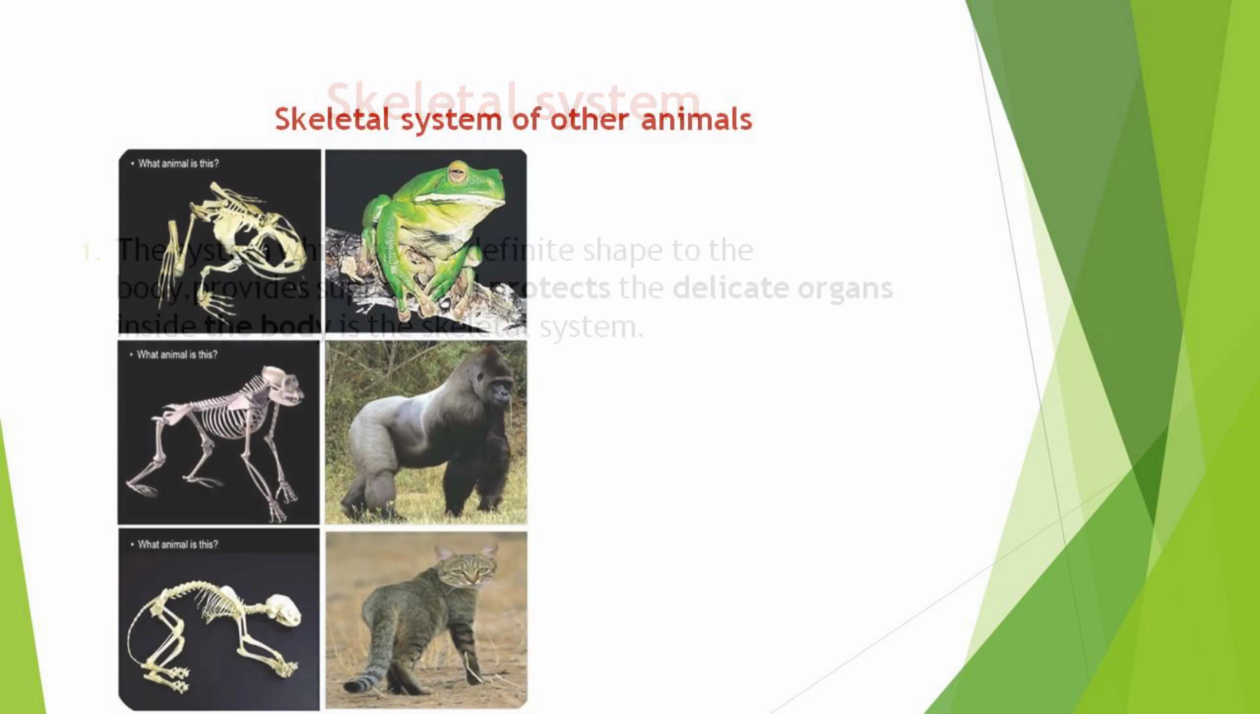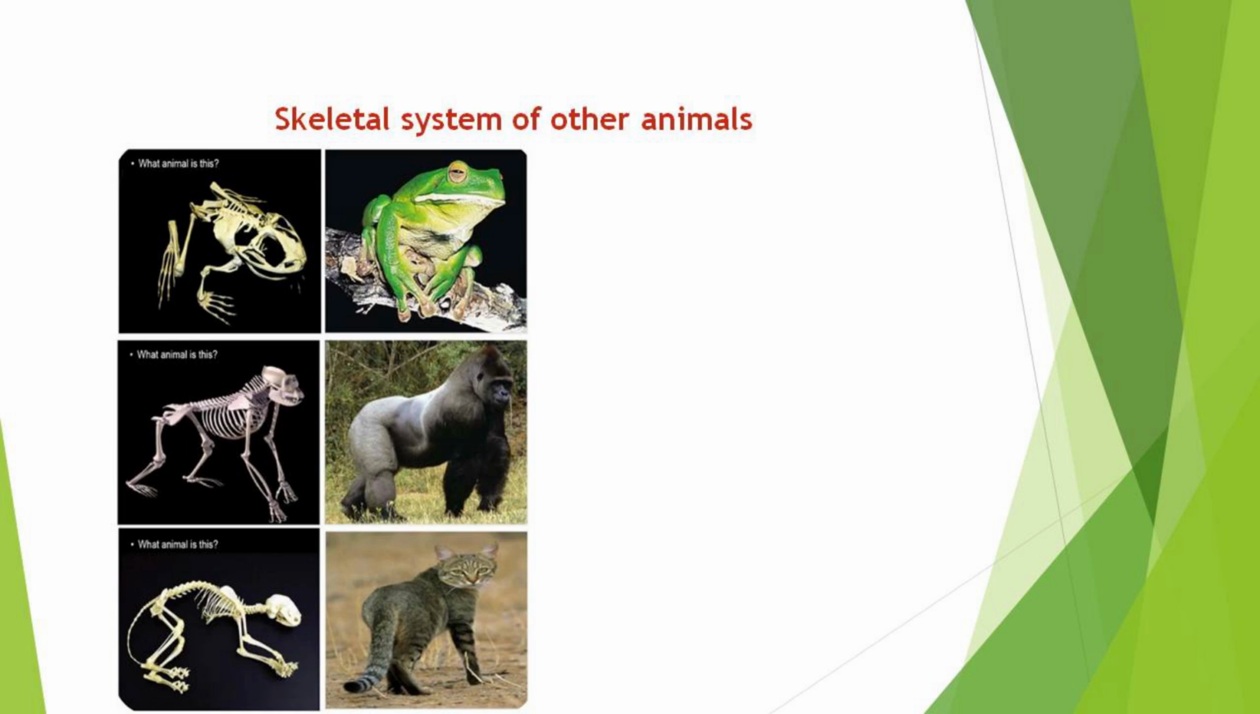This is a monkey, and this is the skeletal system of the monkey. This is a cat, and this is the skeletal system of the cat. So by the skeleton, you can understand which animal it is. Okay? And we should also be able to identify which animal it is.